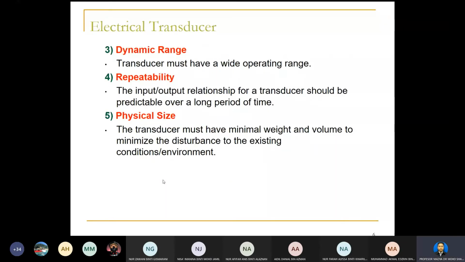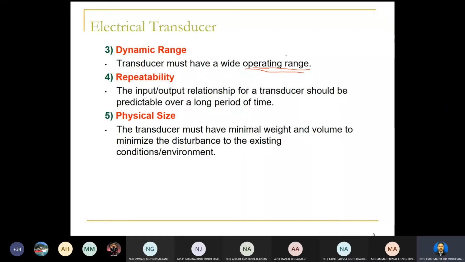Next, third, is the dynamic range. A transducer must have a wide operating range. So if you want to design with a sensor, make sure you know the operating range. That's another important parameter that you have to know.